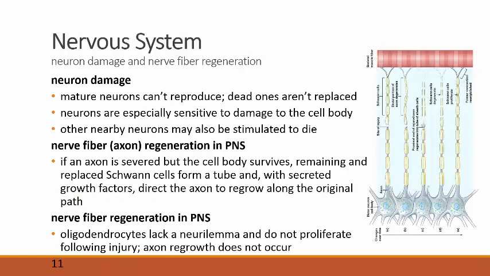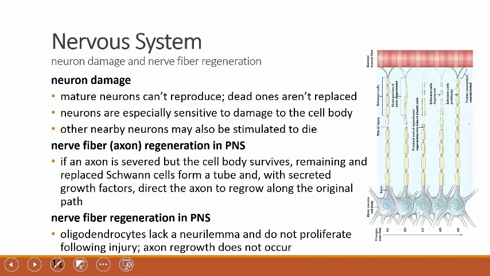So the first thing we're going to look at is nerve fiber regeneration. When neurons are damaged, the bad news is that a mature neuron can't reproduce. And so if the neuron dies, then it can't be replaced. And the way to kill a neuron is to damage the cell body. And when that happens, frequently, other nearby neurons are also stimulated to die, which is a bit of a bummer. On the other hand, if it's axons or dendrites that get damaged, then the possibility of some regeneration is there.